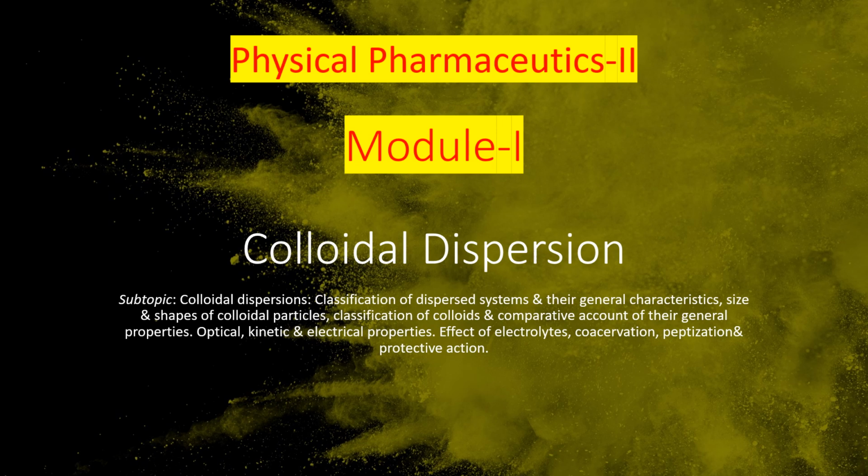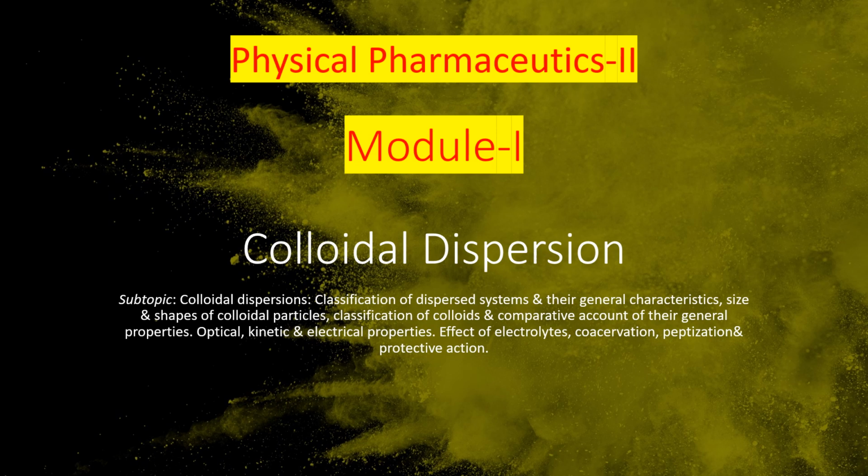The next subtopic is the optical, kinetic, and electrical properties, the effect of electrolyte, coagulation, peptidization, and protective action. So, a brief note on the general properties of colloids may be asked, and other than that, a particular property can also be asked from this particular subtopic. And if we talk about the last one, the effect of electrolyte can be a very short, or you can say maximum 5 mark question, a note about that.